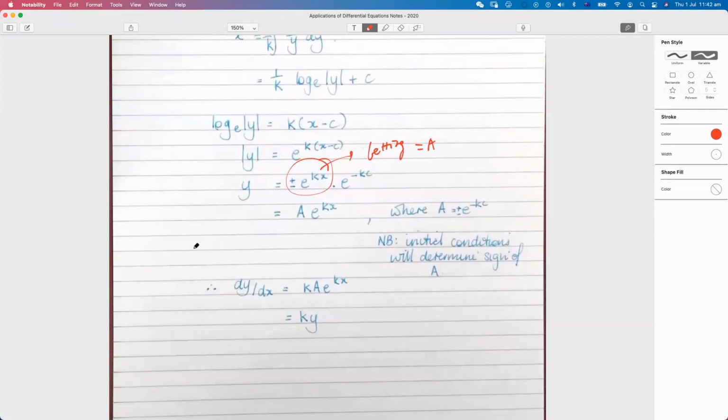Therefore, dy/dx is equal to kA e to the kx, and that's ky, which proves we have done it right. So that's a check, because y is equal to that, and dy/dx is kA e to the kx, and that's ky.